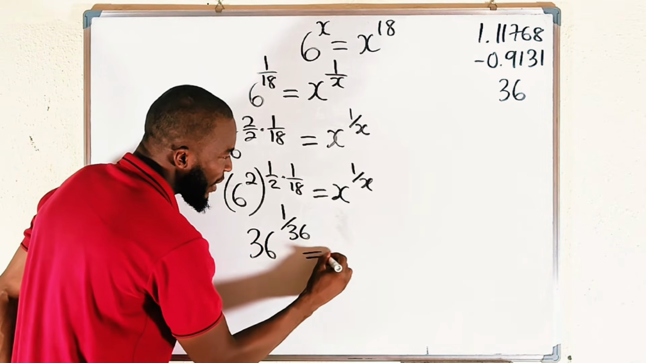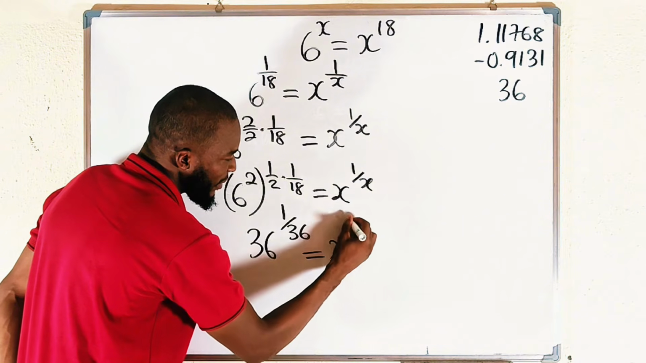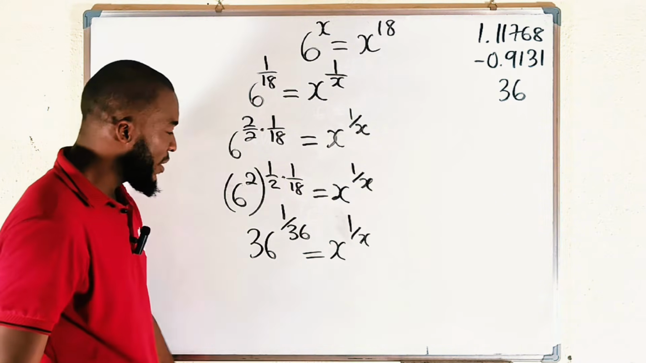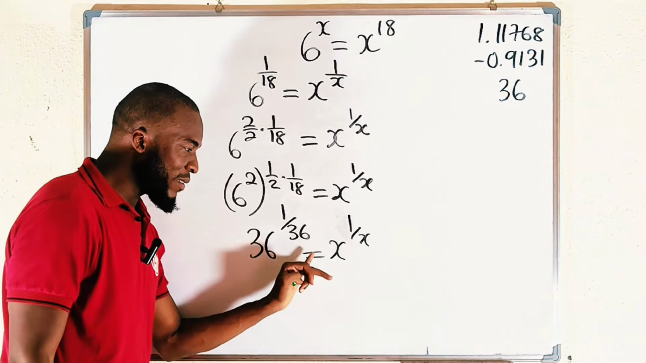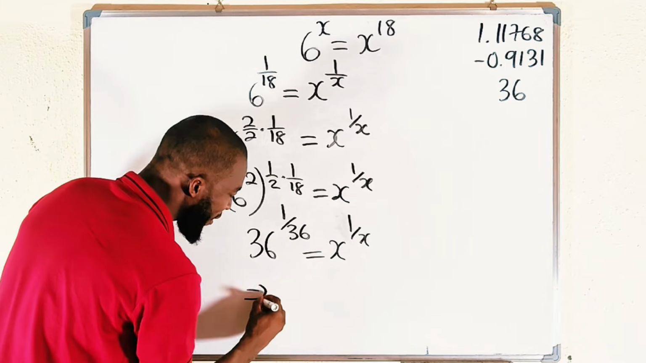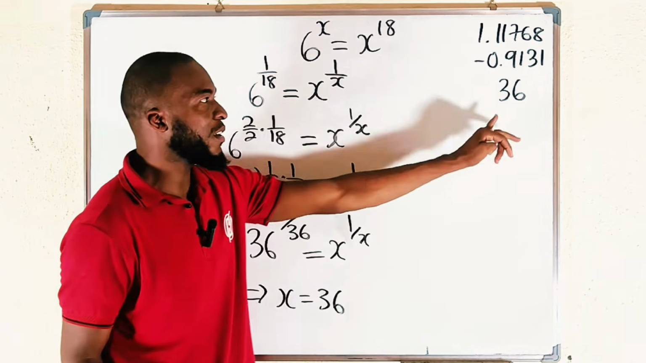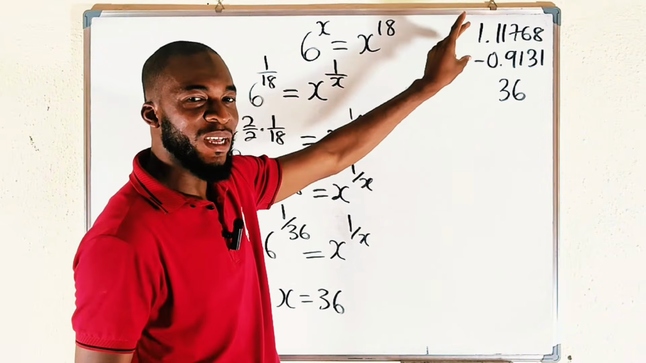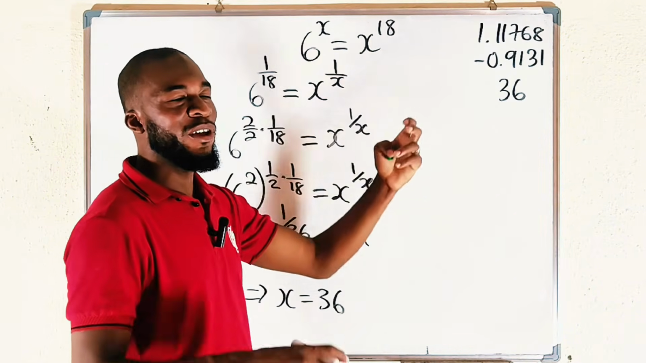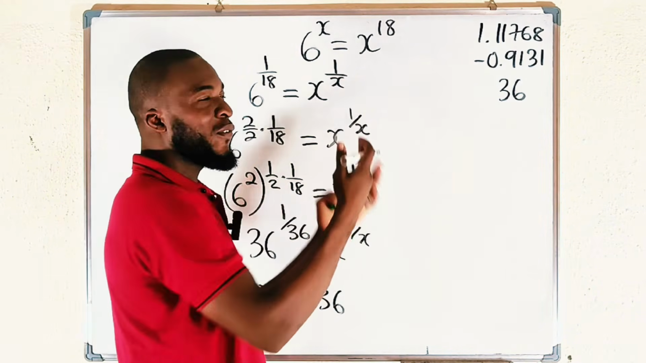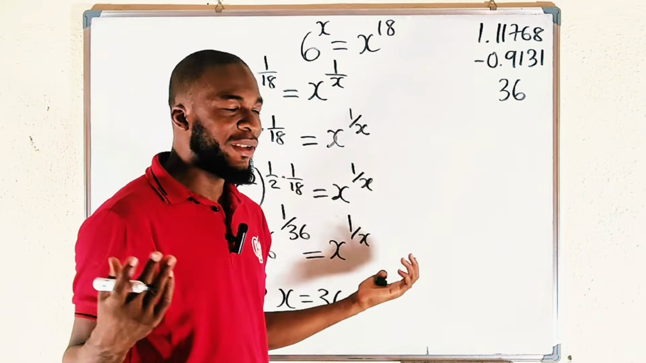Now you can see they are exactly the same, as a mirror image. We have 36, we have 36, x and x, which implies that x is equal to 36. So this is where we got this 36, but we have other two solutions. If you want to get these ones, you have to either graph the function or use a calculator.